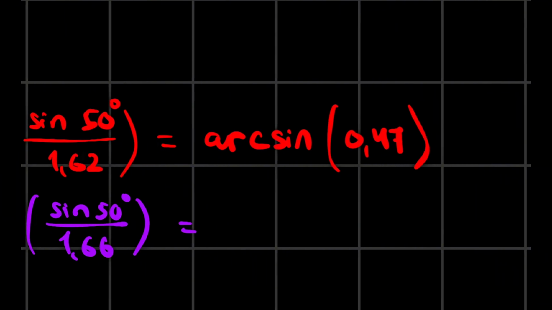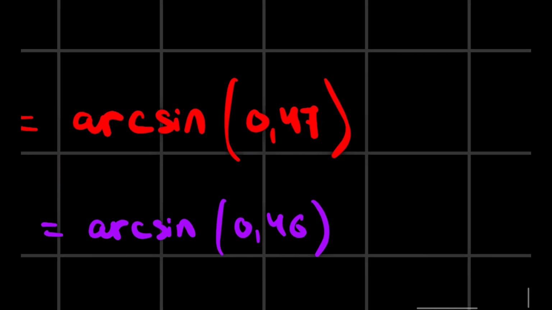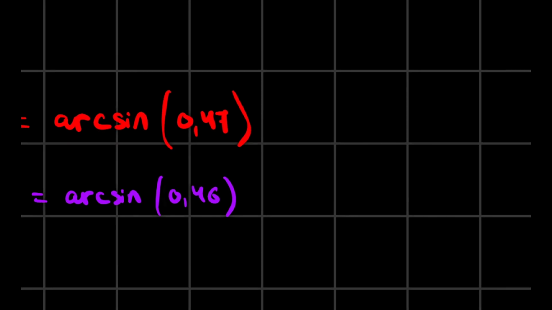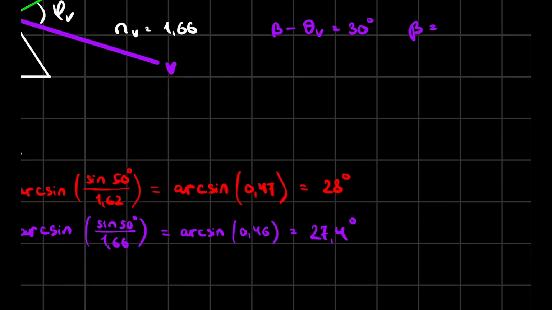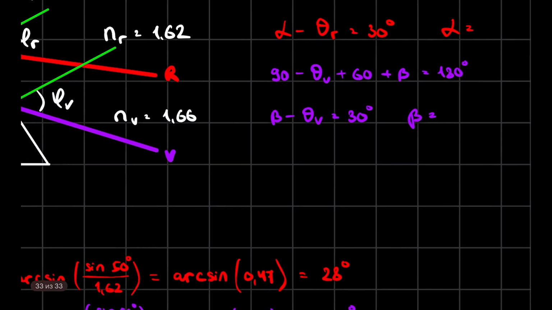And for the second one, this thing would be 0.46. Yeah, pretty good. Arcsine 0.46. Okay, right now, remember these are numbers, not angles, and right now we can find their different meanings. This one would be 28 degrees. Violet is going to be 27.4 degrees. Yeah, good.